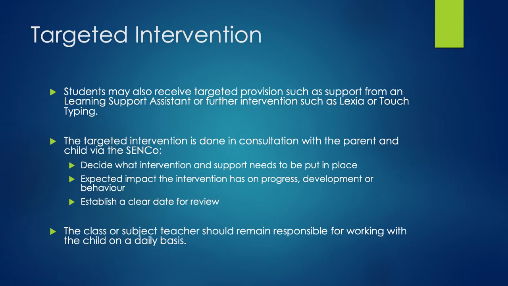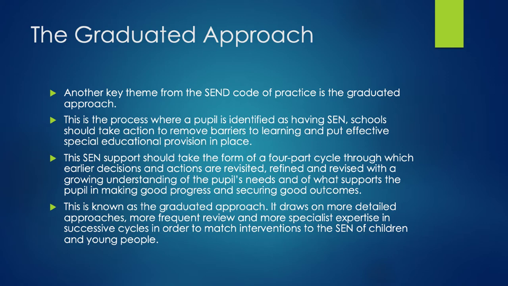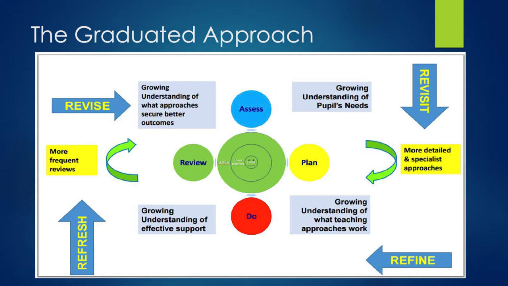Another key theme from the SEND code of practice is the graduated approach. The graduated approach is where a pupil is identified as having SEN. Schools should take action to remove barriers to learning and put effective special educational provision in place. This SEN support should take the form of a four-part cycle through which earlier decisions and actions are revisited, refined and revised, with a growing understanding of the pupil's needs and of what supports the pupil in making good progress and securing good outcomes. This is known as the graduated approach. It draws on more detailed approaches, more frequent review, and more specialised expertise in successive cycles in order to match interventions to the SEN of children and young people.